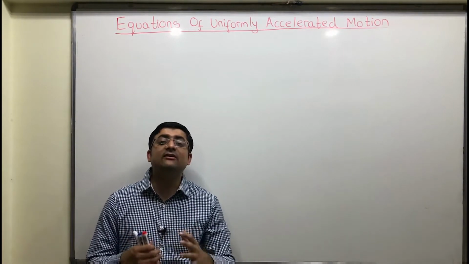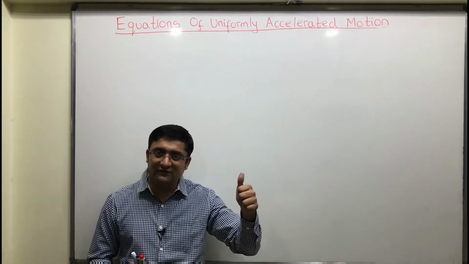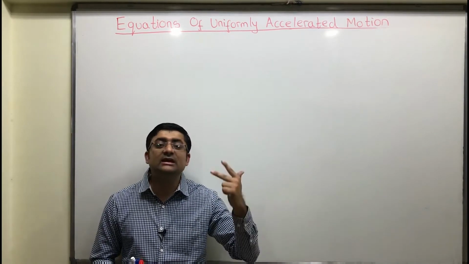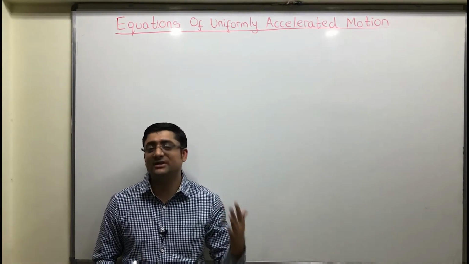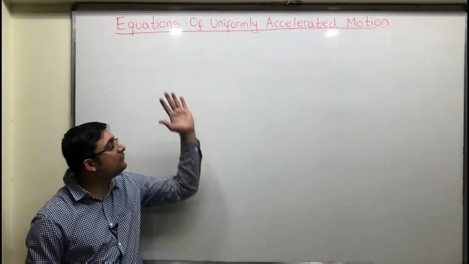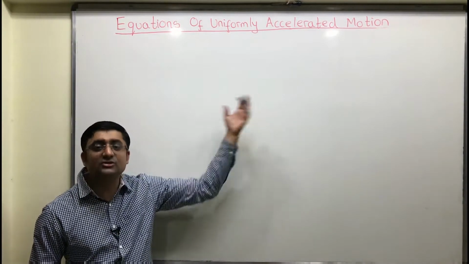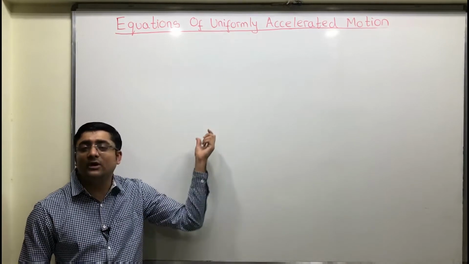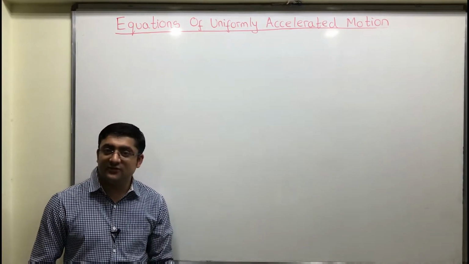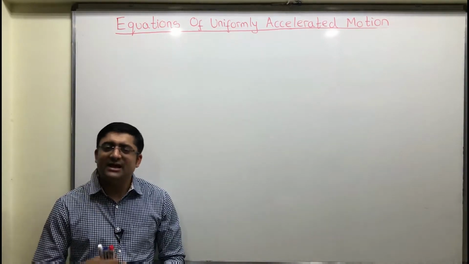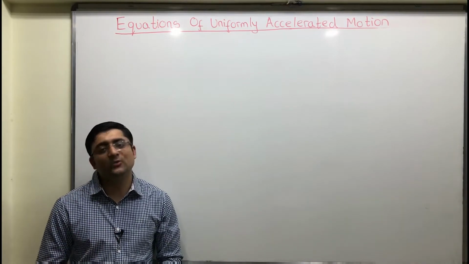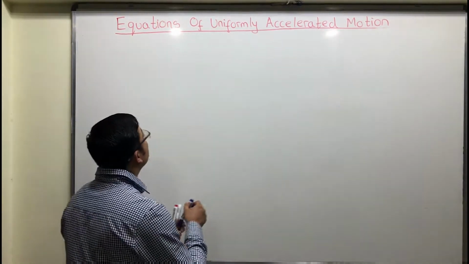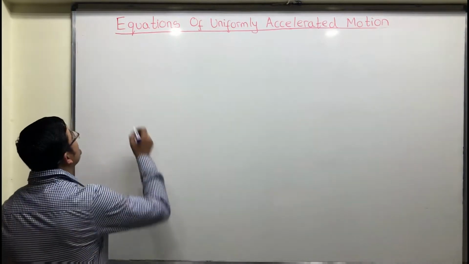What they do is they relate five quantities: initial velocity, final velocity, displacement, acceleration and time. So what I'm going to do is I'm going to first write down those three equations of motion. We'll understand one by one what each of them means, and then in the next video I'll show you how to derive them, and then we'll practice various numericals, how to apply them. So let's begin.